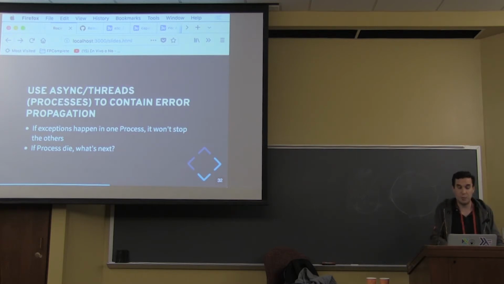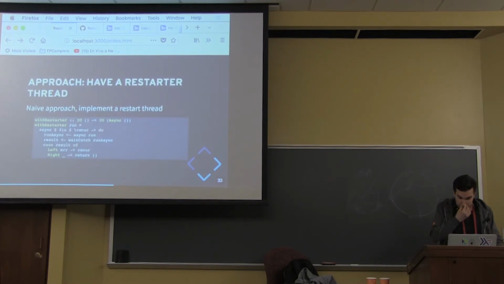If a process dies, what's next? You can do something pretty naive, like having an async that wraps another async, and as soon as it sees failure, it just reruns it again, right? But having these strategies in code is really non-flexible. There are different use cases, different scenarios where you want to do different things. And writing procedural code to deal with this is a big no-no.